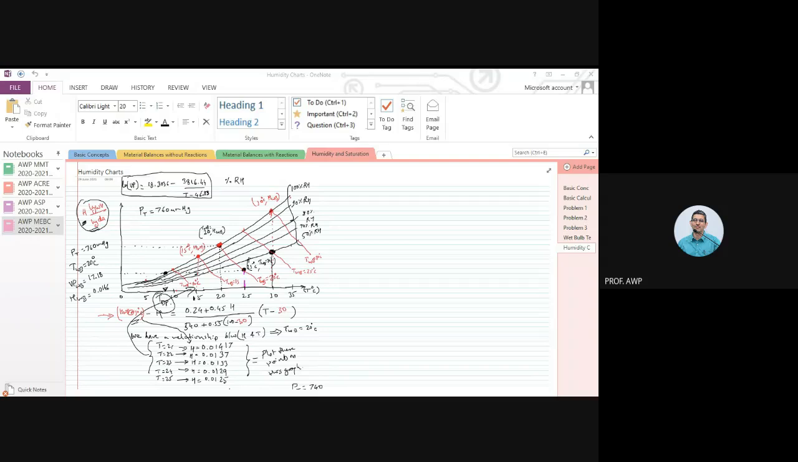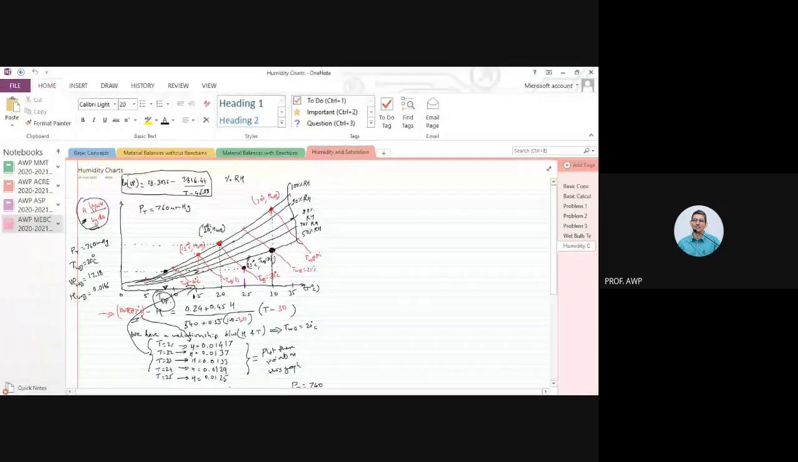Discuss those. Before we start doing a problem, we'll wait for 5 minutes for doing that. Other people, have any questions? Has anybody tried plotting these wet bulb temperature lines in the humidity chart?